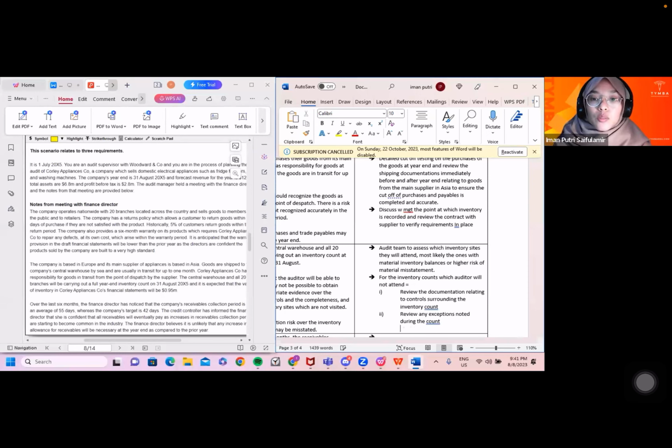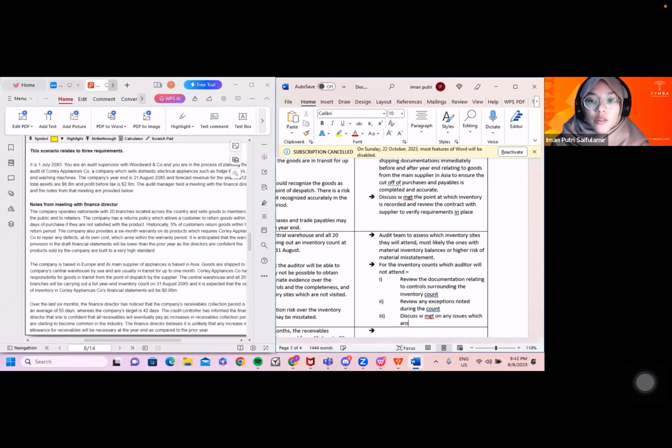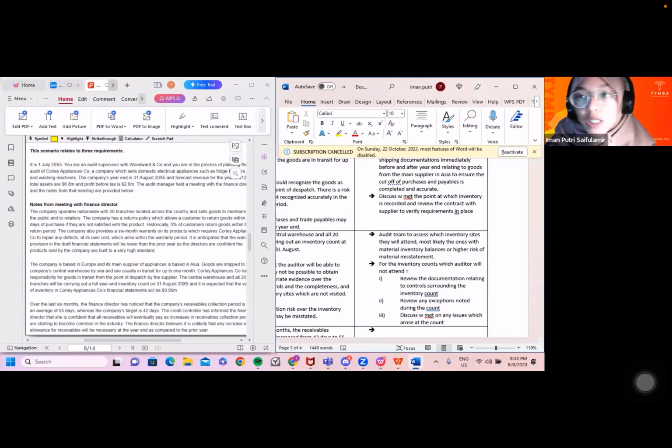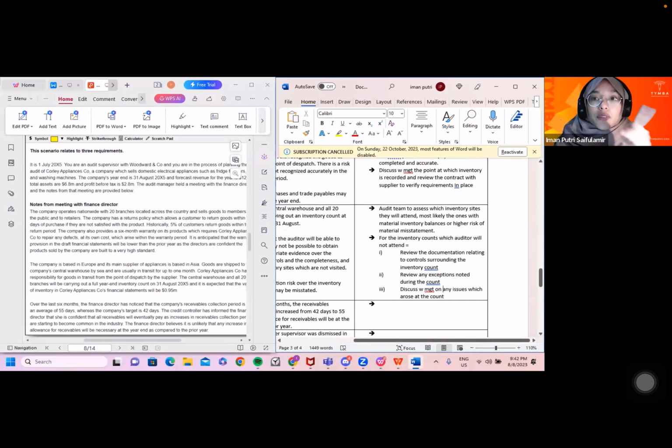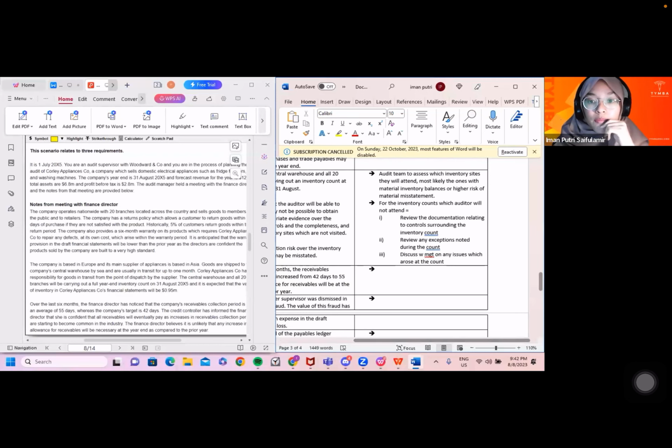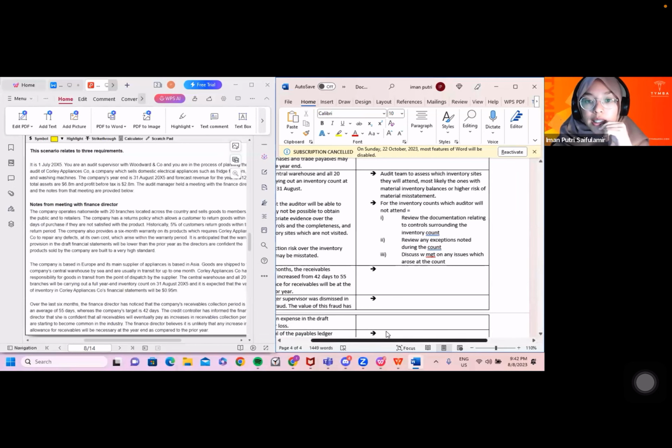And lastly, we want to discuss with management any issues which arose at the count. This is a very typical answer, especially on inventory count. Inventory count, as you guys notice, has been repeated in a few audit risk questions that we have attempted just now. Okay, so next point is the receivables.